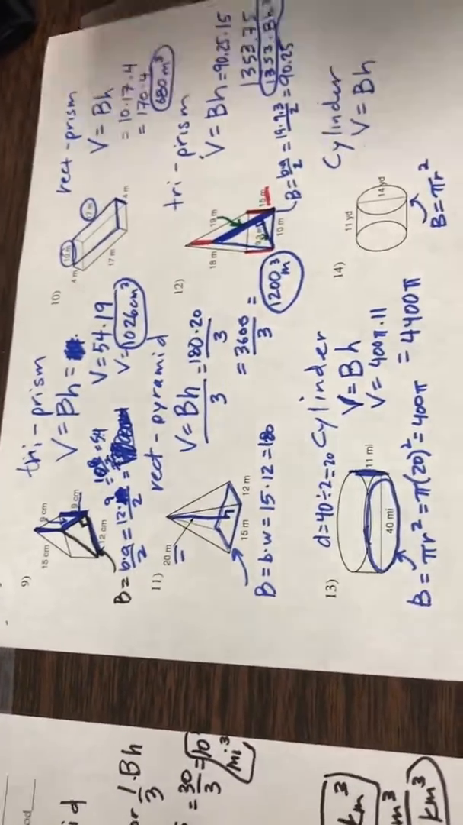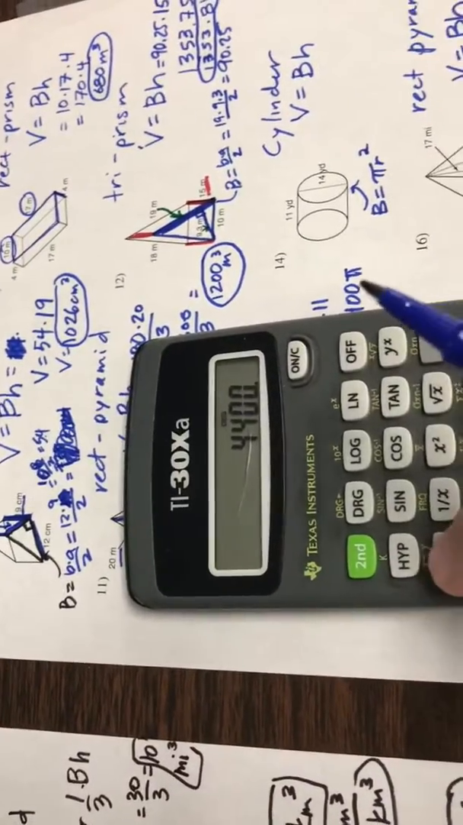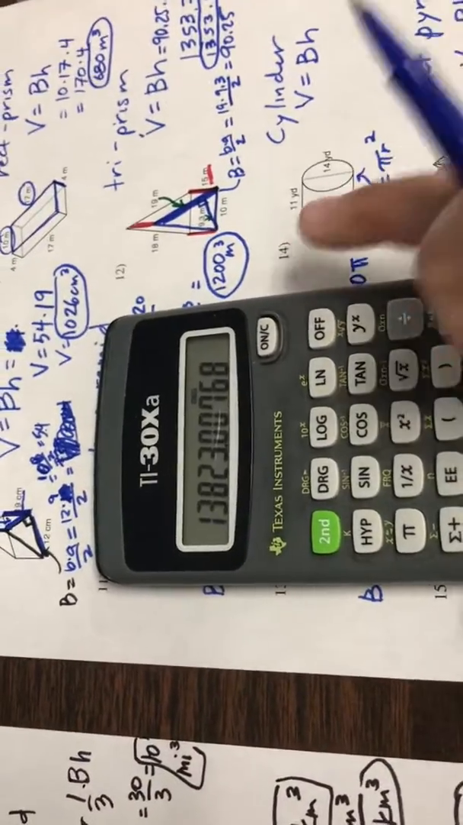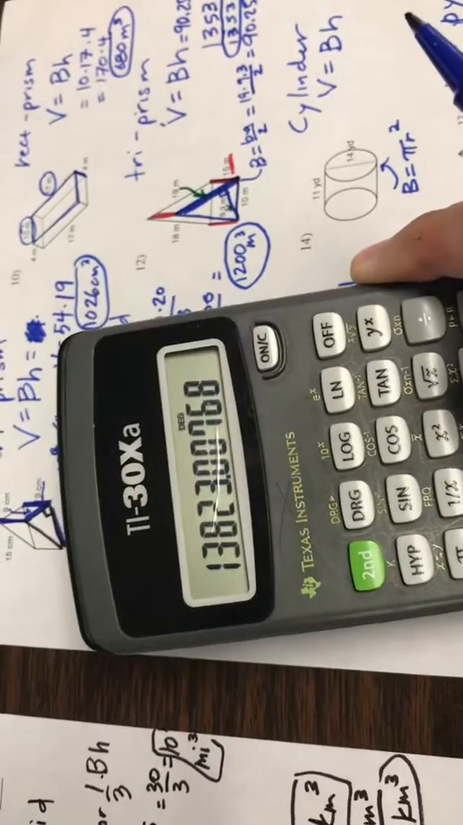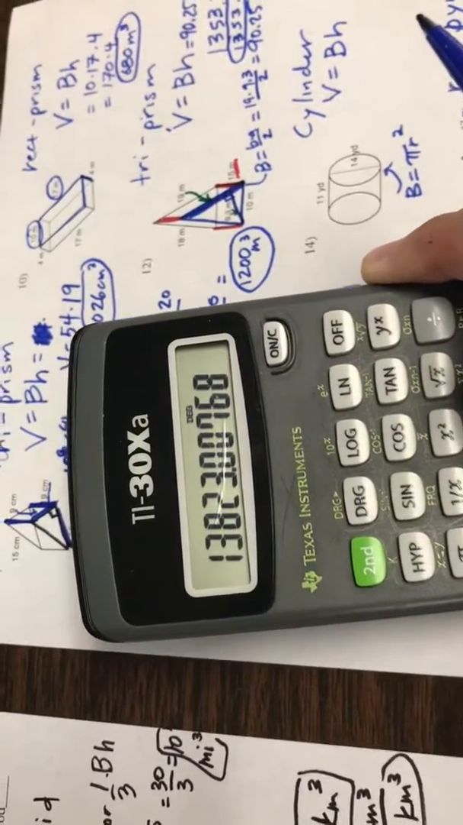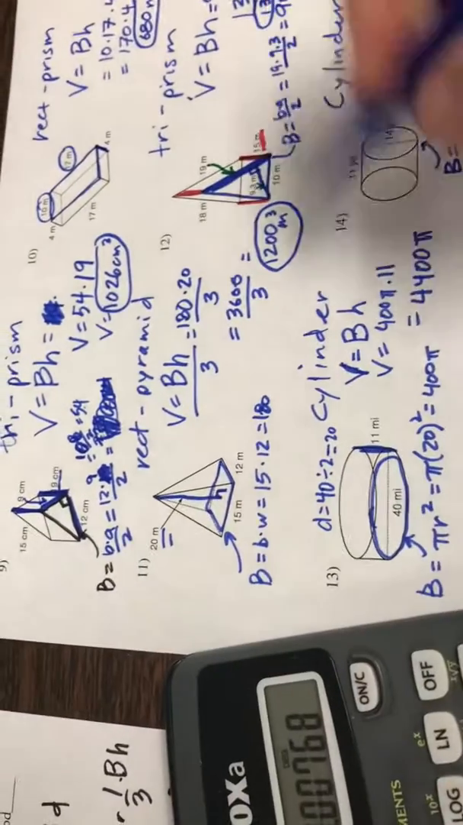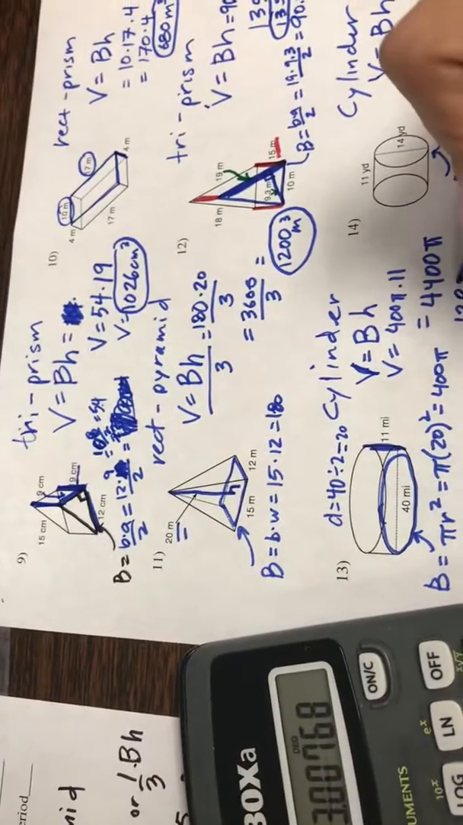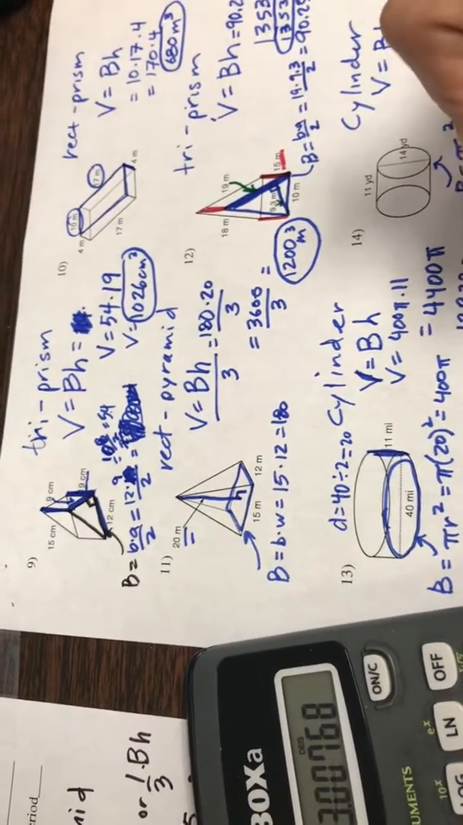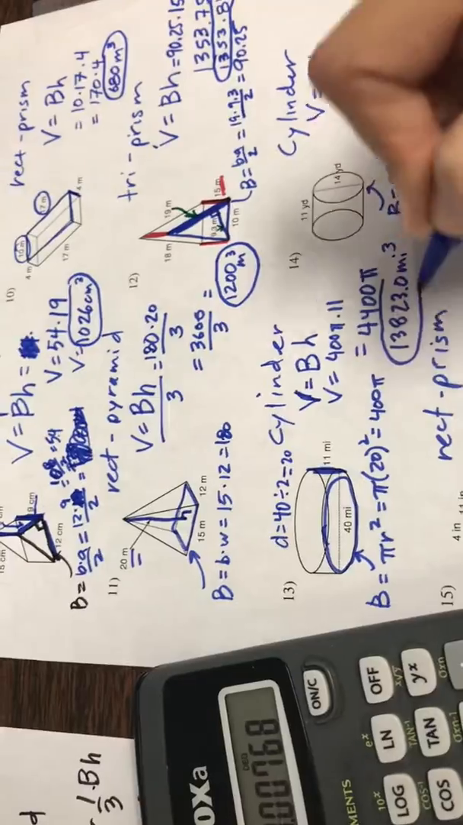So I'm going to use my calculator to multiply by the pi button and hit enter. Okay, so I'm going to round that to the nearest tenth. It looks like 13823.0 cubed.